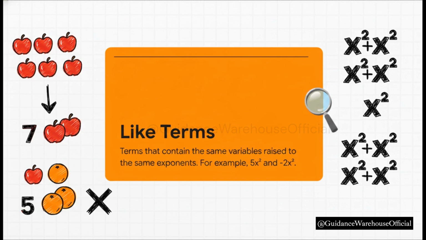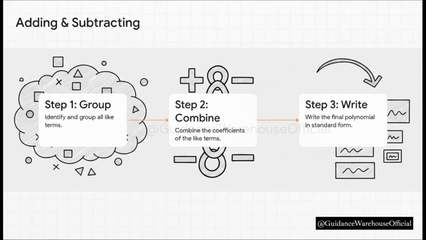They're not like terms. So the process for adding and subtracting is basically a 3-step dance. Step 1. You look through the whole expression and you find all your like terms. You group them up. Step 2, you just add or subtract the coefficients, the numbers in front.